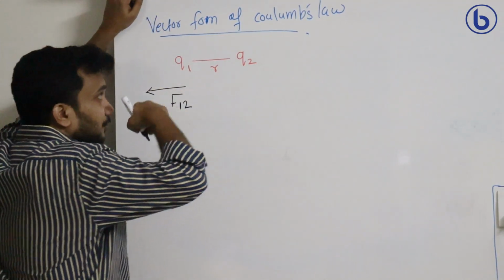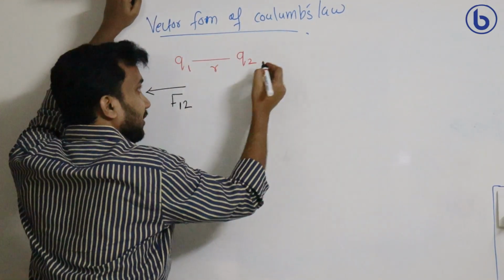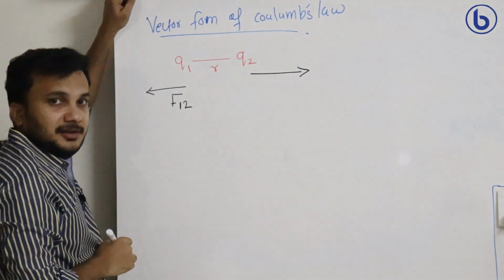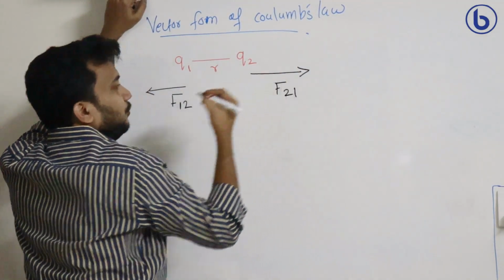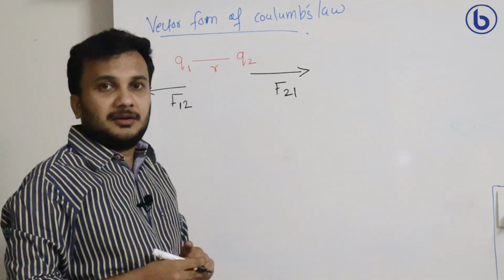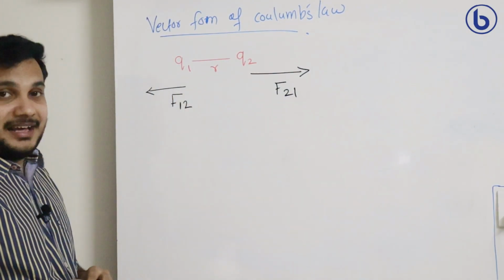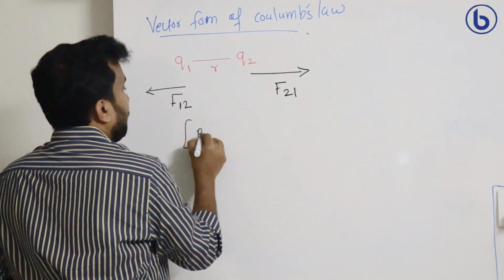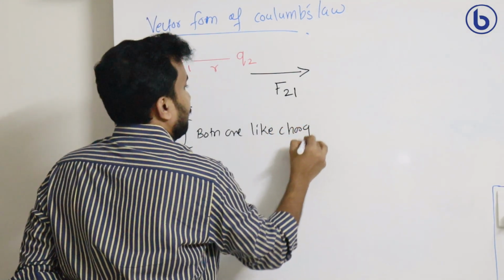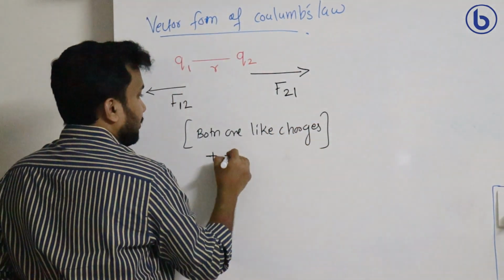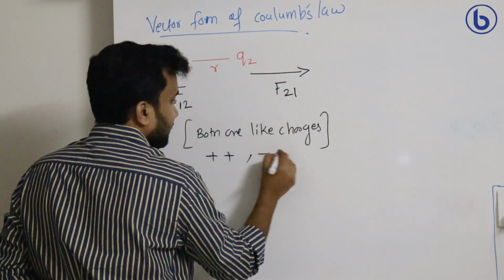Similarly, force on charge number 2 because of 1, a positive one. So what will happen? Q2 will move like this. Correct? So the force on charge number 2 is because of 1. So F12 and F21 are in opposite directions. What will happen if both the charges are unlike charges? Here I can see both are like charges.